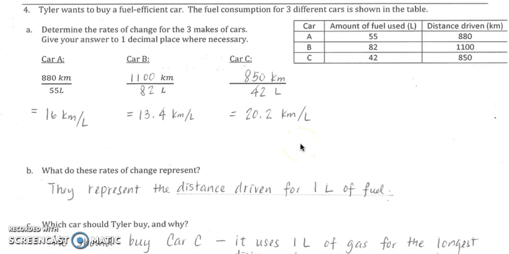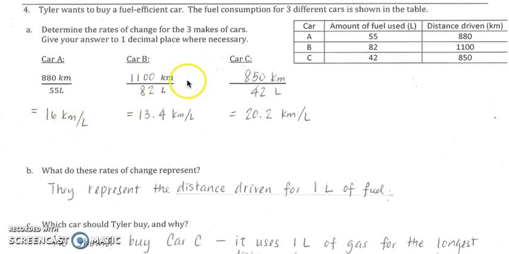Okay, so fuel consumption, usually we say that how many kilometers does a kind of car drive for 1 liter of gas. So when you set up a proportion or your rate of change, you will take the distance driven, so for car A, 880, and divide that by the amount of fuel used, 55. In a way, this is also the same as thinking about what we used to call unit rate, kilometers per 1 liter. So you can work this out. Car A has a fuel consumption of 16 kilometers per liter.